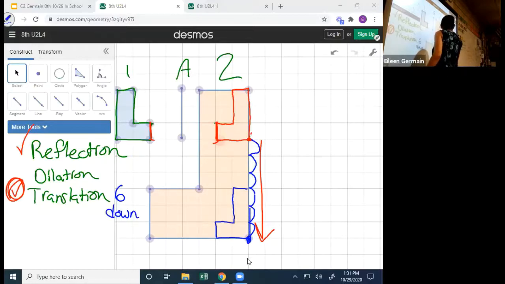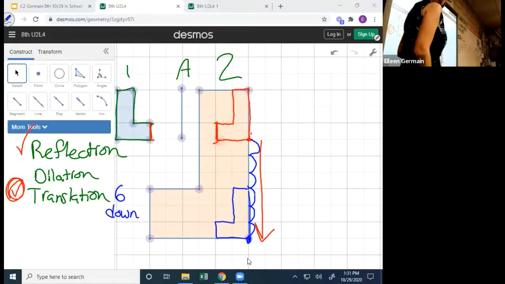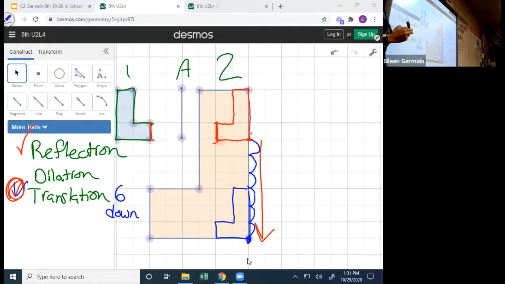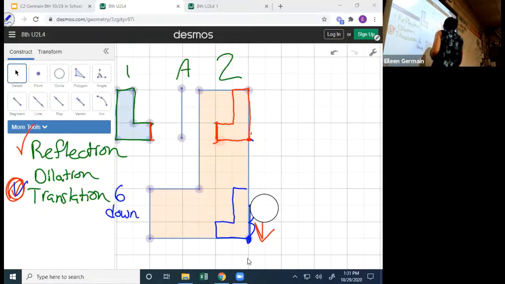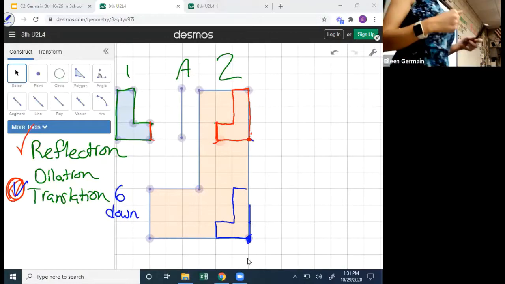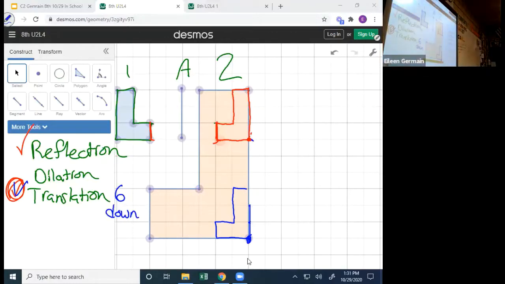Good, so we translated it down, and now it's gonna fall here. And now, my last piece is I have to do a dilation. I want you to think now, what do we think the scale factor is? Throw it in the chat if you are at home. Throw in the chat what we think the scale factor is gonna have to be this time. Milo, what do you think? Oh, geez, we're going bigger, right?